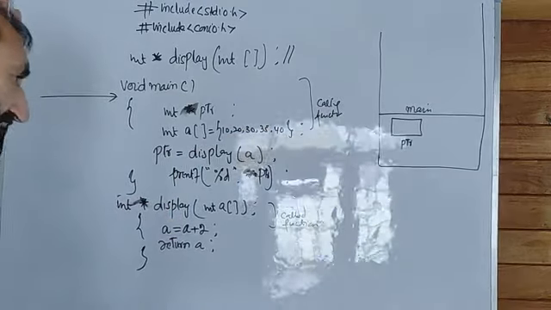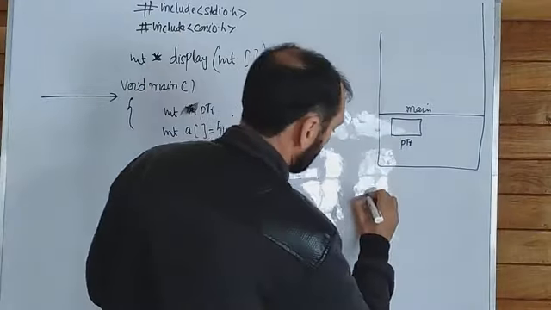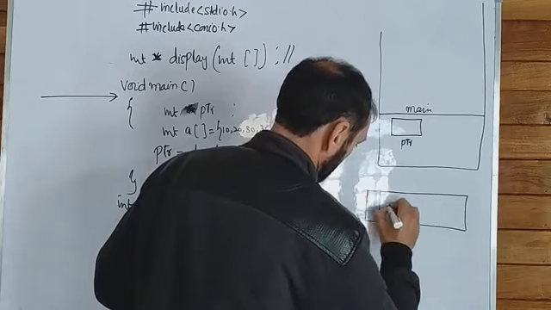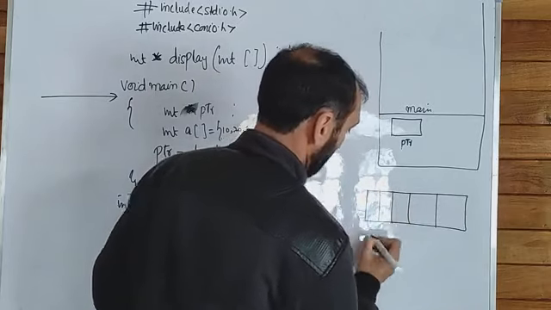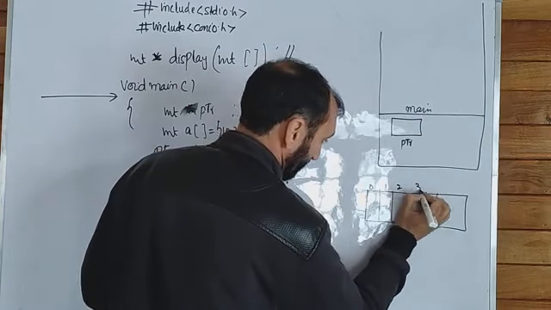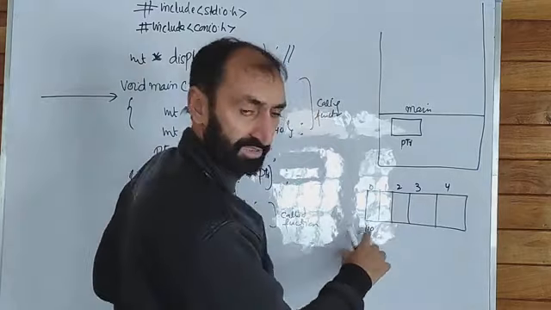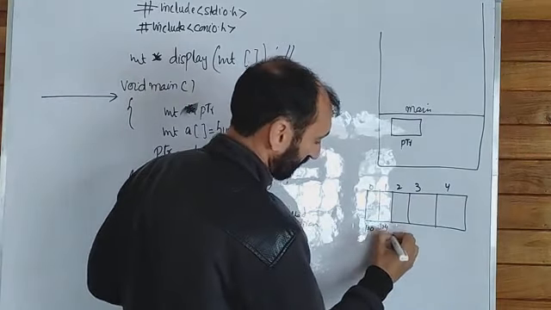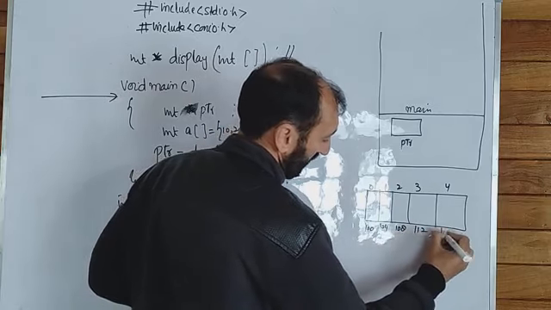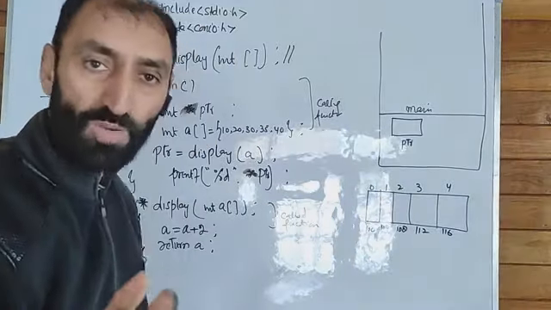Let's check array a. For example, this array contains 5 elements. This is the 0th index, first index, second index, third index, and fourth. For example, this is the address of the first byte, 100, and it may have 104, 108, 112, and 116, because we assume that an integer occupies 4 bytes of memory.